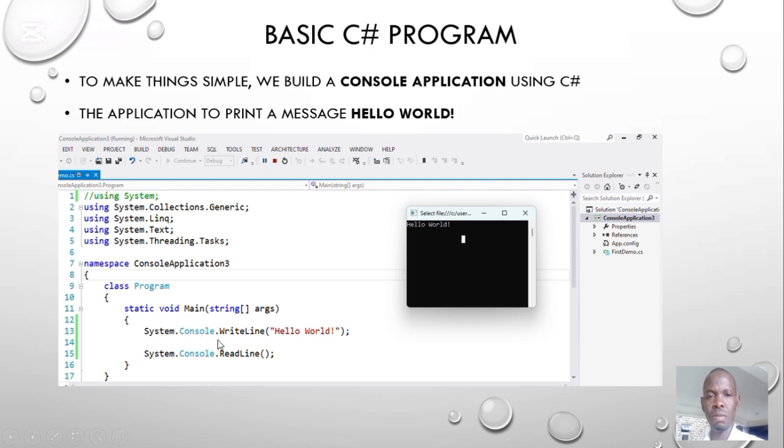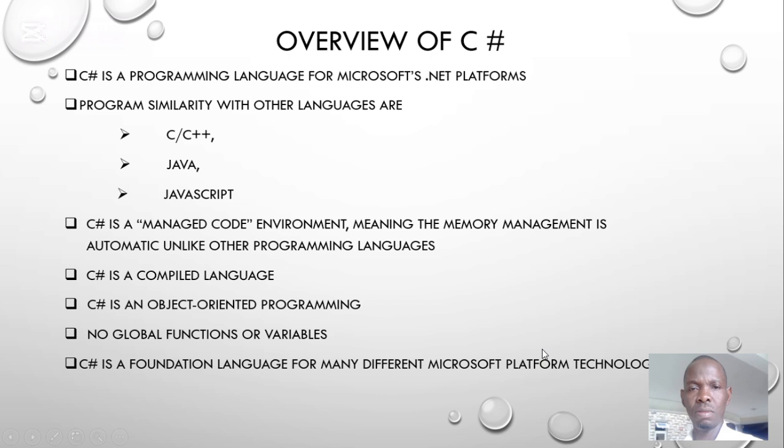Console.WriteLine, bracket open. These are the values that are passed. So we have Hello World. This is text. Anywhere you have text, that text has to be enclosed with double quotation marks. WriteLine method simply means we are sending out a hello message to the screen. The essence of the ReadLine method is to hold on this console so that the viewer can see the message displayed.